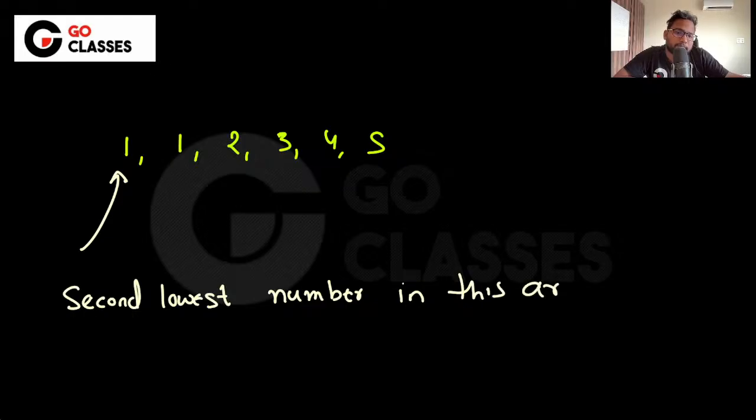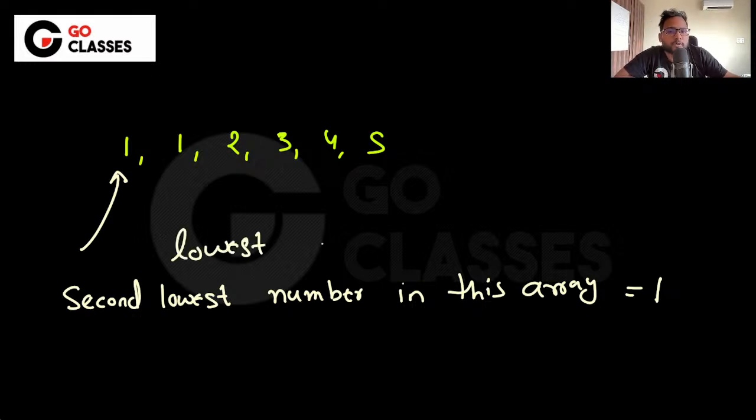suppose there is an array, 1 2 3 like this, 4 5. If you ask me what is the lowest number, it is 1. What is the second lowest number in this array? The second lowest number in this array is 1 only, right? The lowest is 1 only.